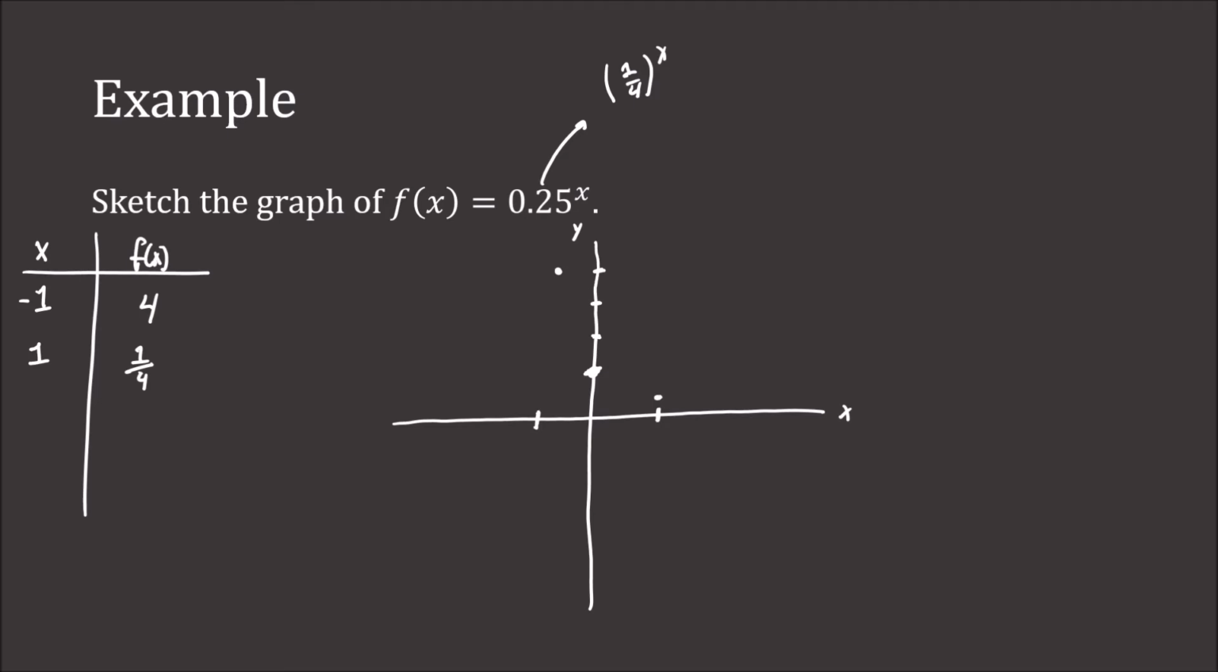And now they say to sketch, what was it, 4 points? Plot at least 3 points. There's my 3 points. So now it's just connecting the dots with a smooth curve. All right, so there we go. That is a sketch of 0.25 to the x.